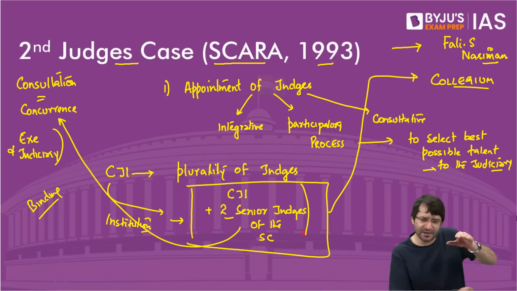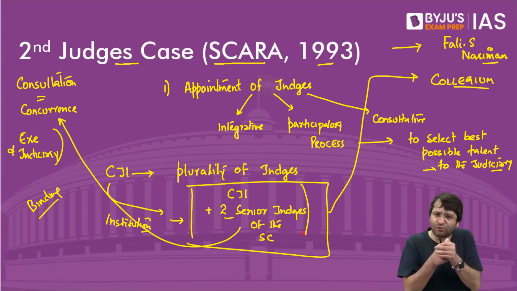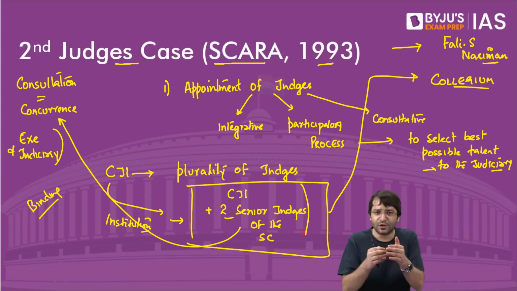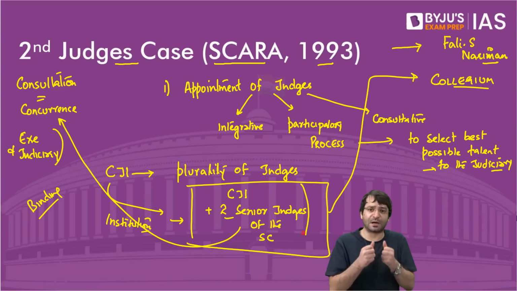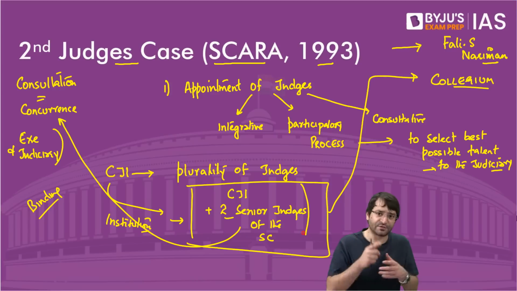That means from the earlier position where the executive had complete control in appointing judges, now slowly and steadily the Supreme Court has snatched this power from the executive and given this power to itself. The Supreme Court said, listen, President, the senior most judge of the Supreme Court shall be appointed as the Chief Justice of India. But that's something that we were doing always.